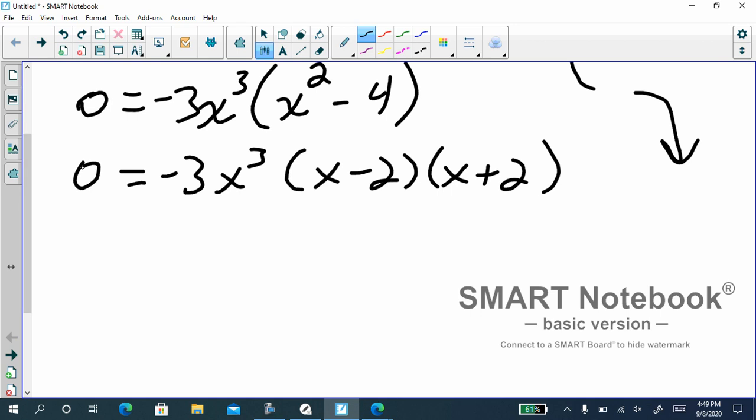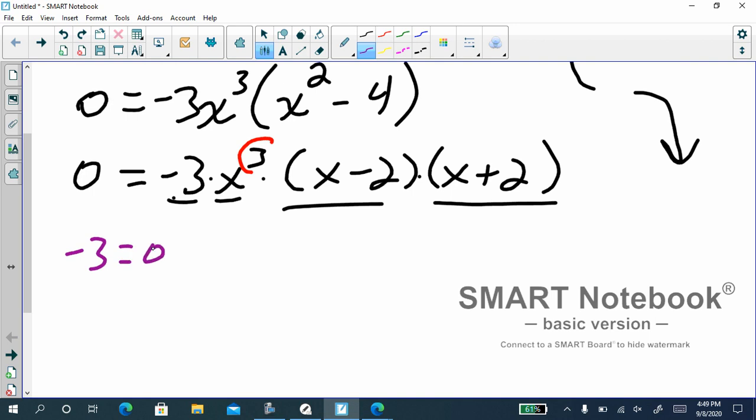So since we have a product equal to 0, we set each factor equal to 0. So we have 4 unique factors: -3, x, x minus 2, and x plus 2. Remember that the exponent there just tells us how many times that same factor is repeated. So if we set each factor equal to 0, of course, -3 can't be 0. But that one can be 0, that one can be 0, and that one can be 0.